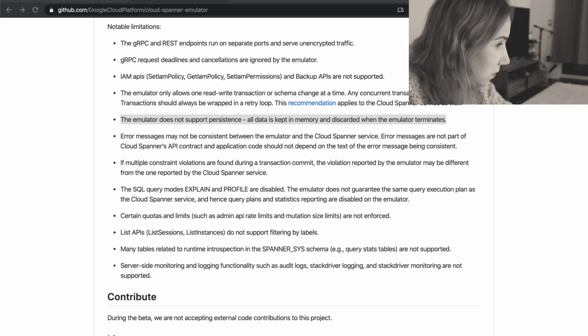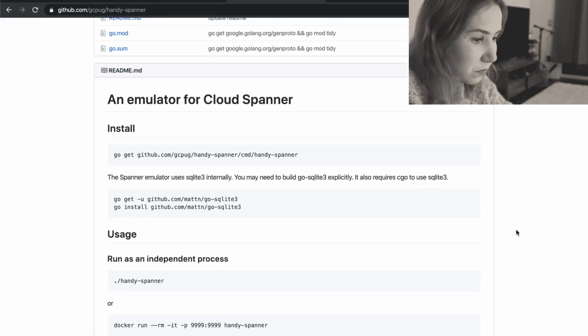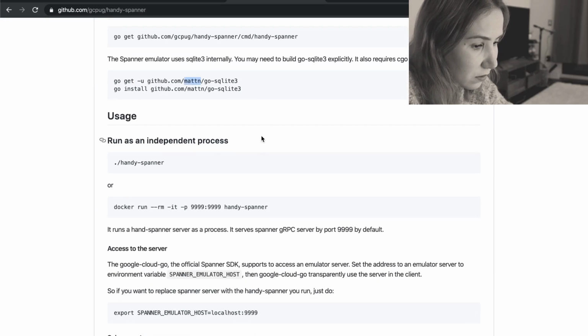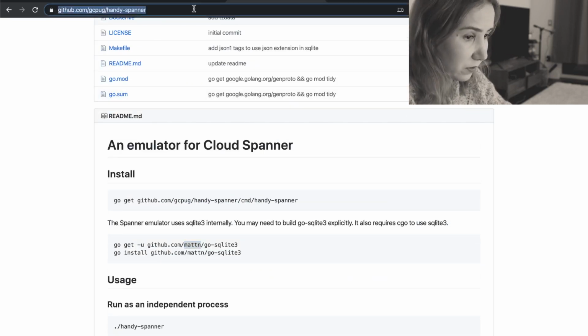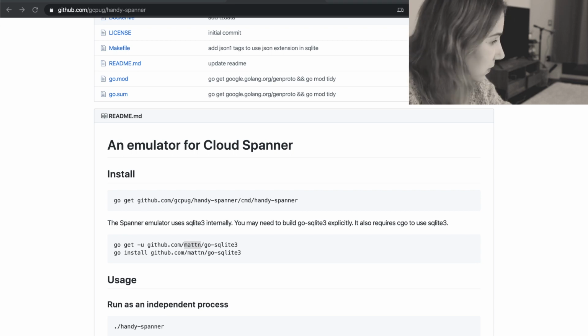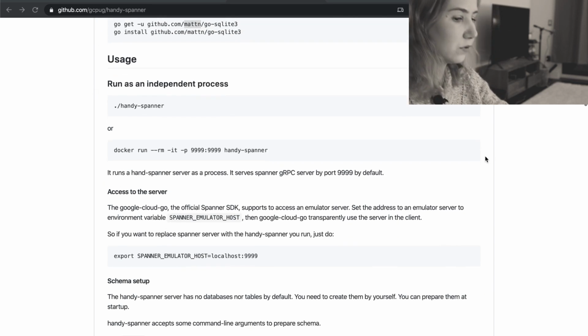If it's working, I think it would be so cool. This Spanner project, I came across it maybe a week ago. I haven't tried it. Oh, it's from Matt. Oh, this is really cool. This might also be something to consider because it has SQLite-backed data, so you don't have to lose everything.